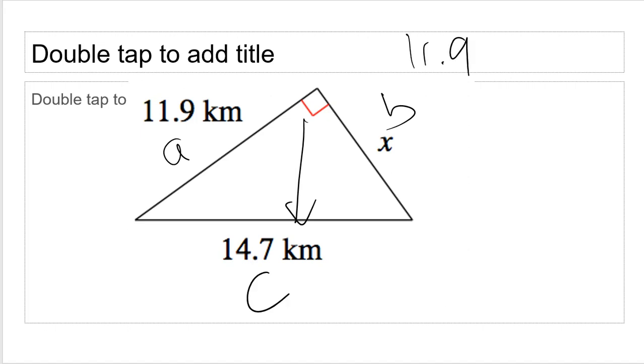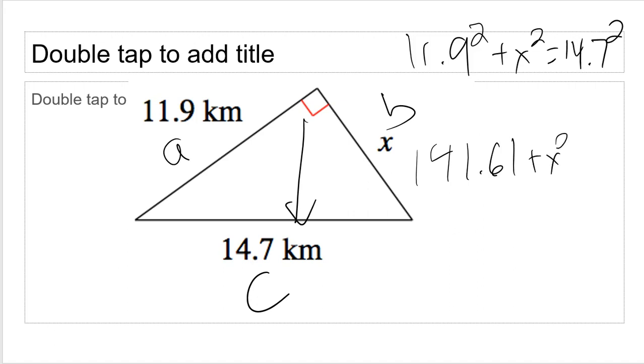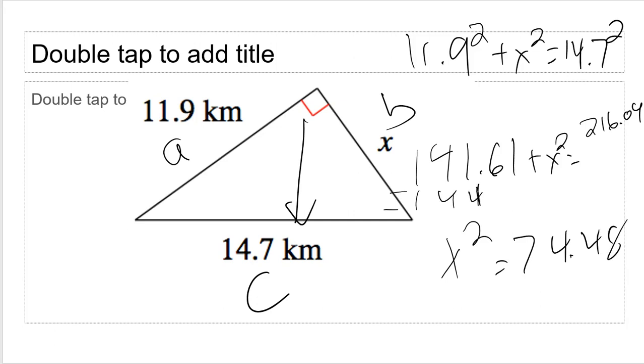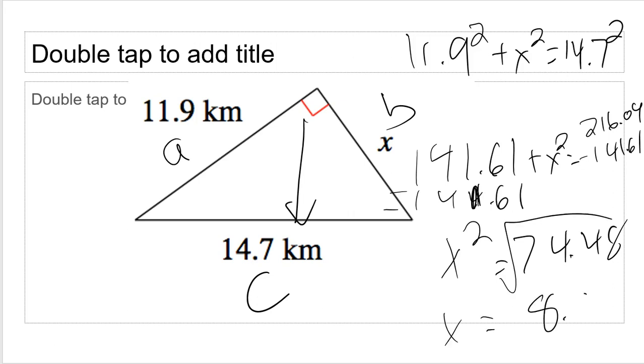So even with our decimals, it doesn't matter. So 11.9 squared comes out. I would recommend writing all decimal places. So 26.09. I'm going to subtract that 141. So we get x squared equals 74.48. Remember, I got that because I subtracted 141, sorry, 0.61 from both sides. So I'm going to take the square root of that. And I'm going to write the actual number. X equals the square root. We're going to add 0.6. There you go.